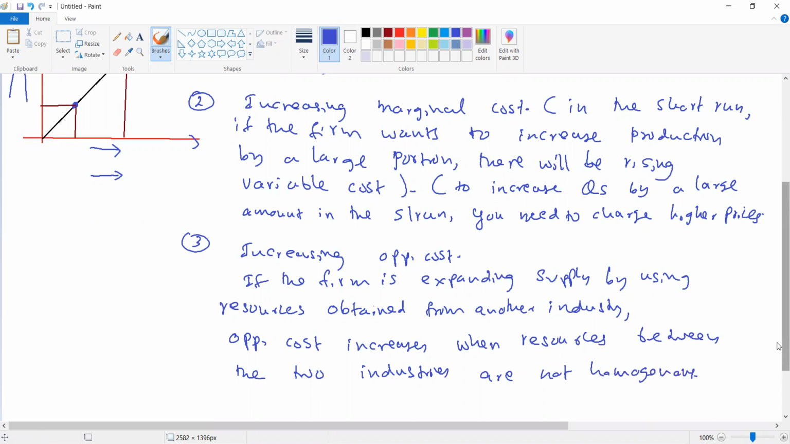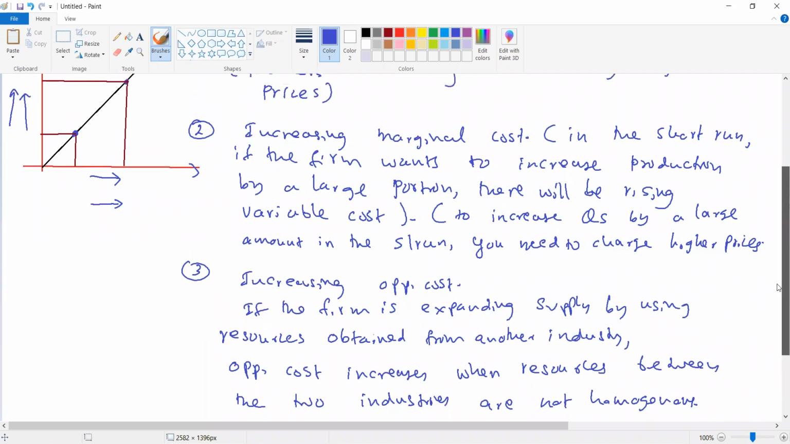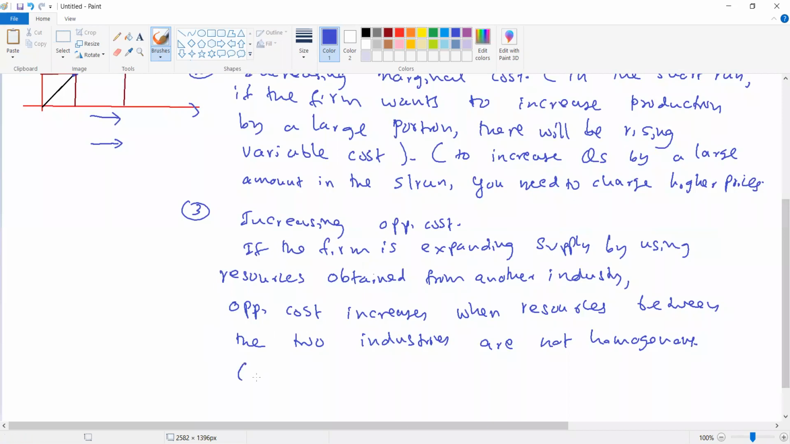That can happen. A firm needs to increase production all of a sudden in the short run. So as a result, the firm will have to take resources from another industry. But those resources are not perfectly suitable or compatible to use in this industry. So there will be wastage and rising cost. That means again you have to charge, right? To produce higher quantities, you need to charge higher prices.